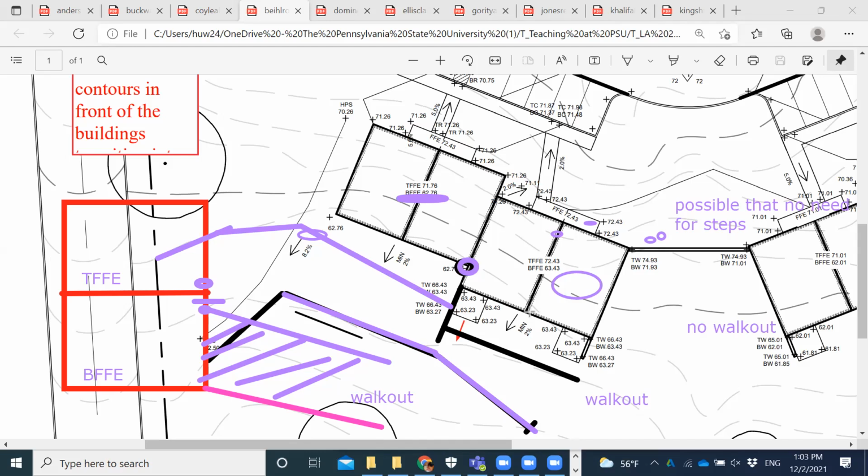Can be higher than the bottom FFE, and yes. Yes.